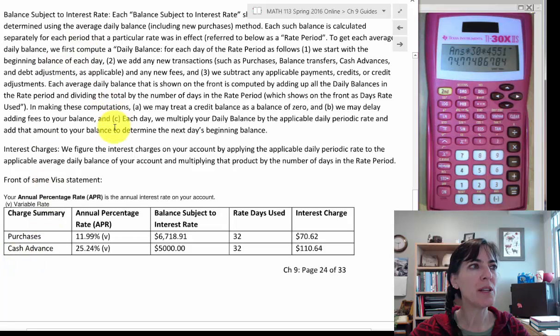This one is a different account, but when we read through this, they're trying to write it as simply as they can, but it ends up being pretty complicated because it's a big long paragraph. But the same idea, but they're giving us a lot different information. They're telling us the annual percentage rate, 11.99, and then they're saying the balance subject to the interest rate.